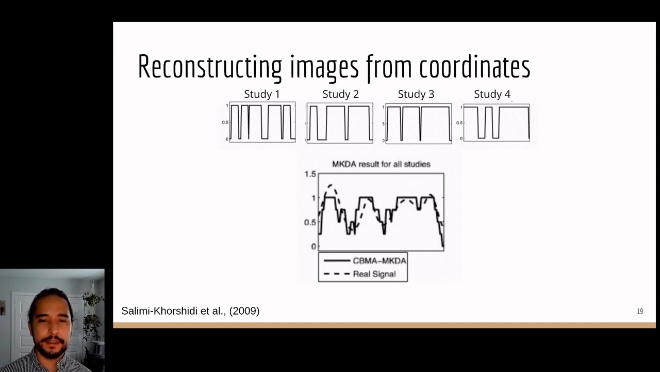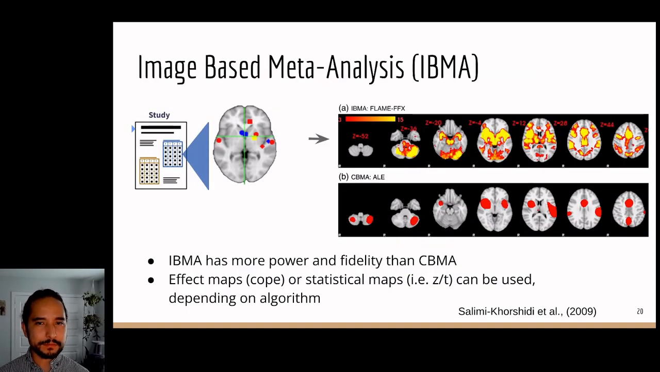In this study, they looked at how well this coordinate-based meta-analysis approach approximates the true signal. So if we have 4 studies sampling from this true signal, and then we reconstruct the original images and average them, how closely does this map onto the original signal? As you can see, it does a reasonably good job. So this approach, if you have enough data, will get you pretty close to the original maps. However, it's not perfect. Ideally, we would like to just have the original images. That data is richer.